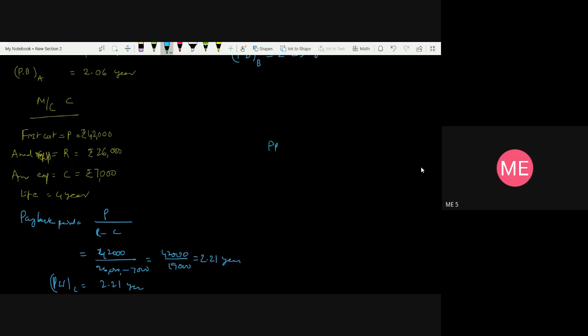So the payback period for A is 2.06 years, for B it is 2.23 years, and for C it is 2.21 years. So which is the best one? The payback period which gives the returns on investment earliest, at the end of 2.06 years, is the best. So with that we can stop today.